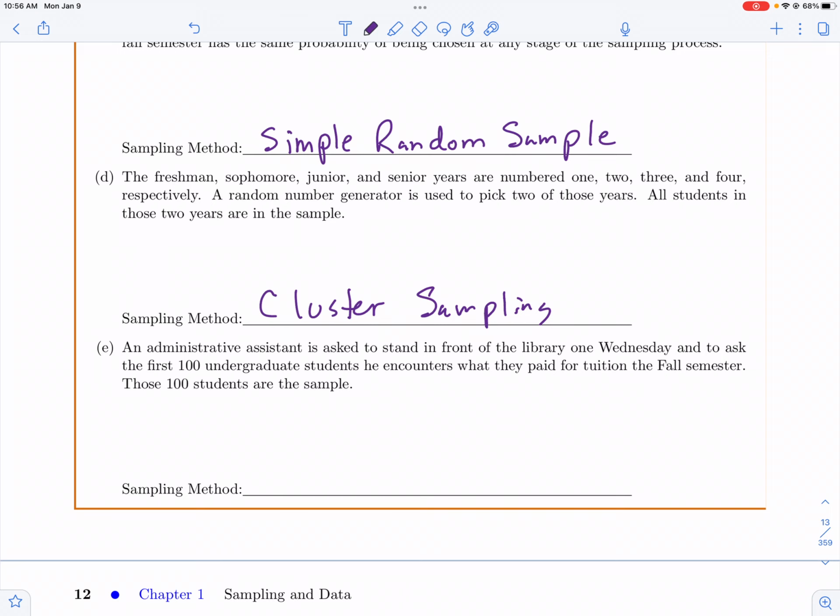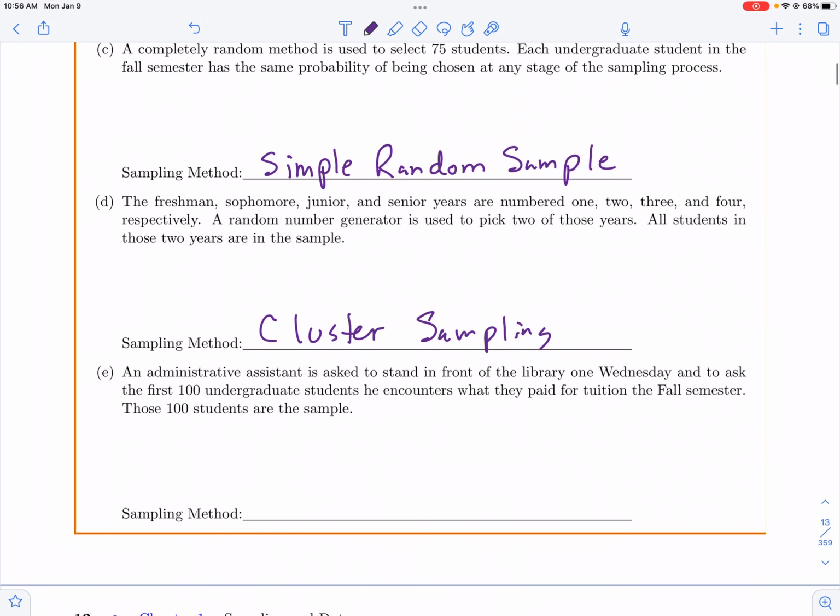All right, so finally, an administrative assistant is asked to stand in front of the library one Wednesday and to ask the first 100 graduate students he encounters what they paid for tuition the fall semester. Those 100 students are the sample. So again, this one's going to be a convenience sample because they're not actually choosing them based on some number or anything like that. They're just choosing the first 100 that walk in. So there's no guarantee that this is going to be random. There's no guarantee it's going to be representative. It is easy. So in this case, that would be our convenience sample.